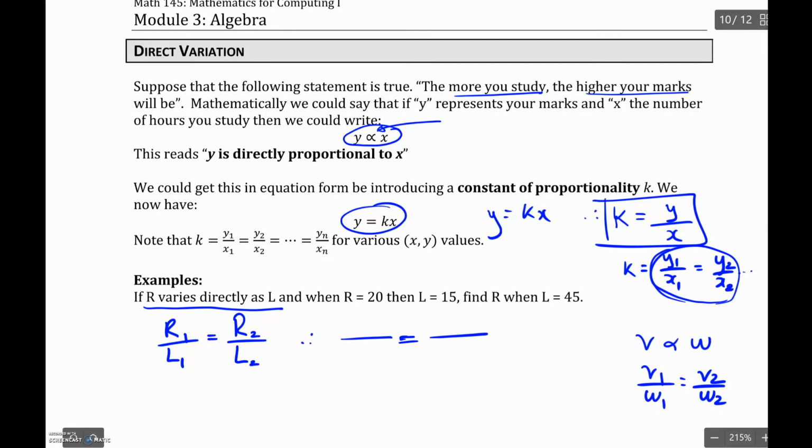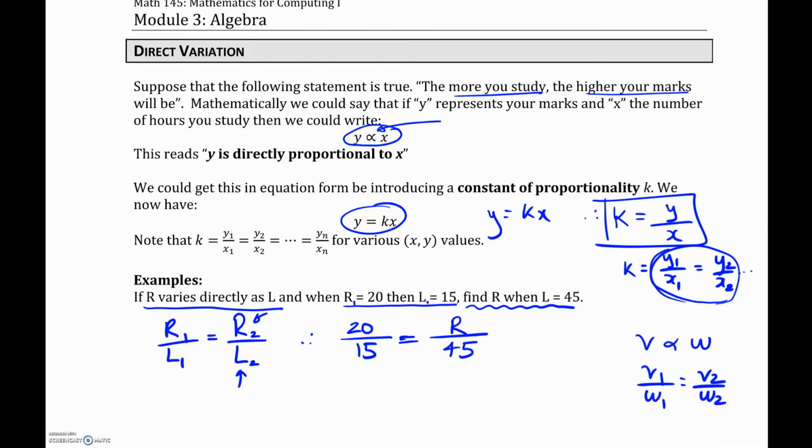Now this question says, when R is 20, L is 15. So we could put that on, that's our R1 and L1 values. R goes on top, so we say 20 and L is 15. And it says, second part, find R when L is 45. Well, L goes in the bottom, L in the denominator, R in the numerator. So when L is 45, we put our 45 there, and it says find the R value. So that's our R2 value.